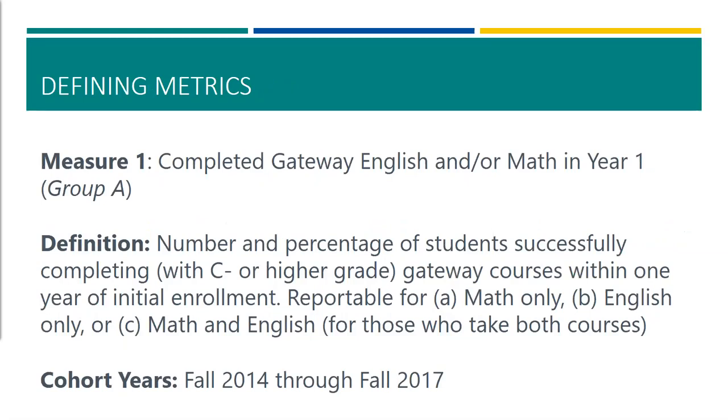Now I'm going to get into a little more detail about those specific metrics. So first, the Group A metrics. Completed Gateway English and/or Math in year 1. Here we have the number and percentage of students who successfully completed with a C- or higher a Gateway course within 1 year of initial enrollment. You have an option to report for only Math Gateway courses, only English Gateway courses, or the completion of both for those students who take both.